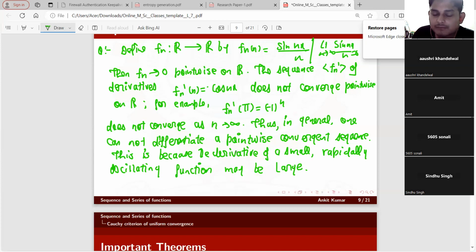For example, fn'(pi) is (-1)^n, which does not converge because it oscillates: minus 1, 1, minus 1, 1, infinitely. It does not approach 0 as n tends to infinity. Thus, in general, one cannot differentiate a pointwise convergent sequence. This is because the derivative of a small, rapidly oscillating function may be large. So from this result, we see that if a sequence converges pointwise, then the sequence of derivatives does not necessarily converge pointwise.